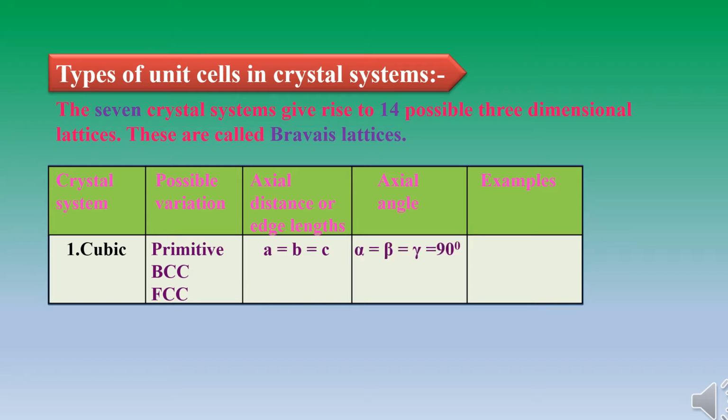Axial angle, alpha is equals to beta is equals to gamma is equals to 90 degree. Here all the angles are equal to 90 degree. Example is NaCl, copper, zinc blende. These are the example for cubic unit cell.